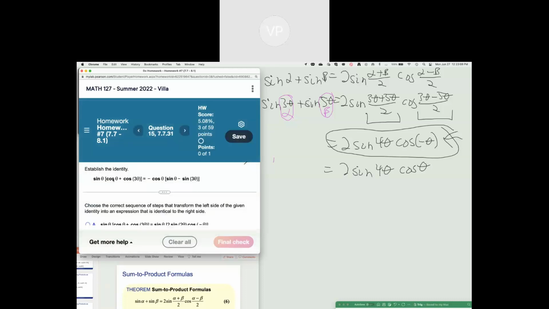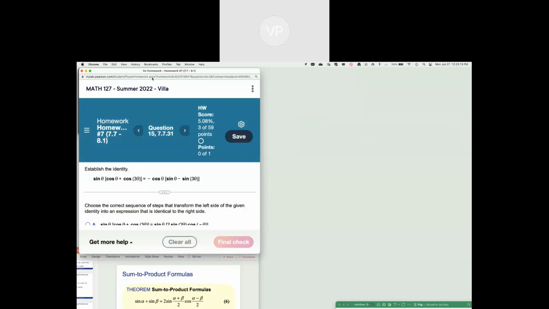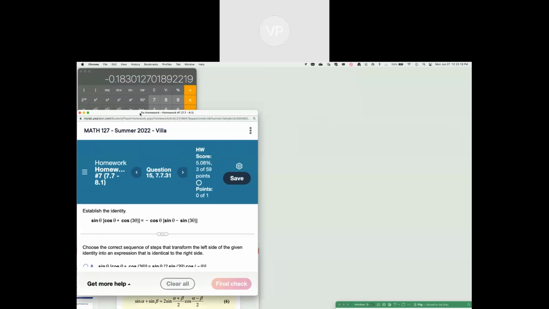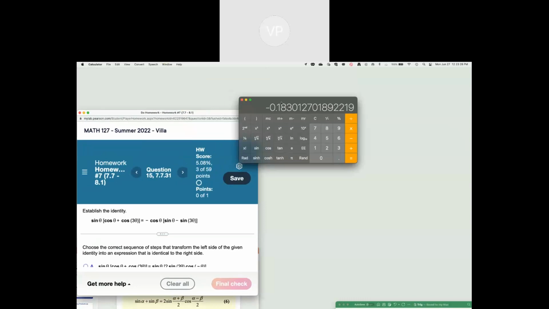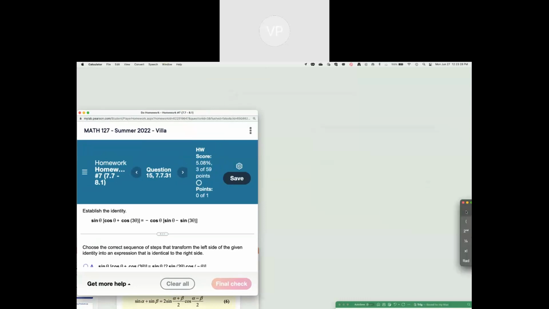Okay, let's look at number 15. They want you to establish the identity. So now we start getting to the bigger problems here. And just remember that every one of these identities, you're doing the techniques the same way. Okay, nothing has changed in how you do them. We're trying to get the left side equal to the right side. The difference is we have more tools to simplify with.